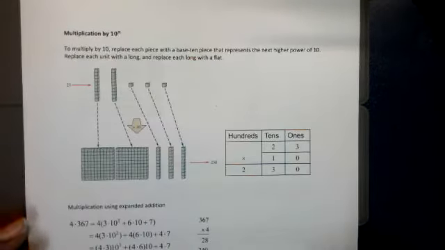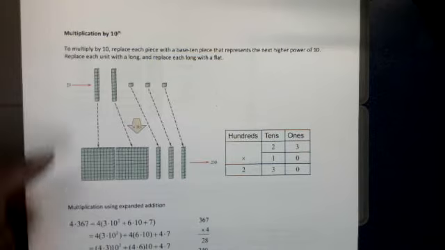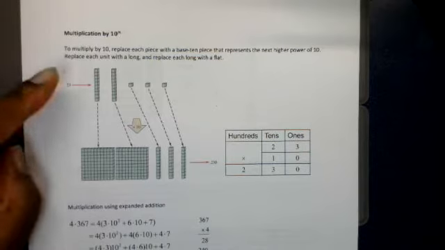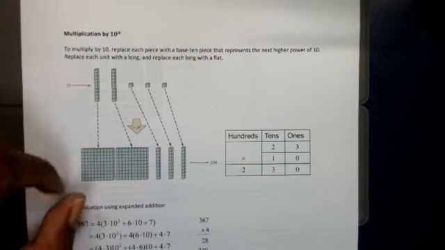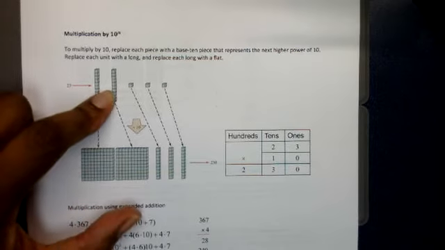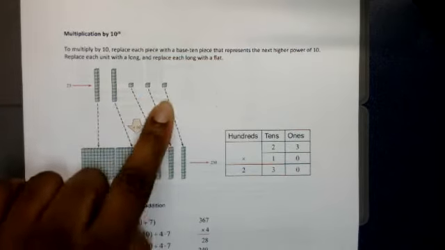Another strategy would be multiplying by 10 to the n. To multiply by 10, you replace each piece with a base 10 piece that represents the next higher power of 10. Replace each unit with a long, and replace each long with a flat. So like, in this case, 23 times 10. 23 can be represented with 2 longs and 3 units.